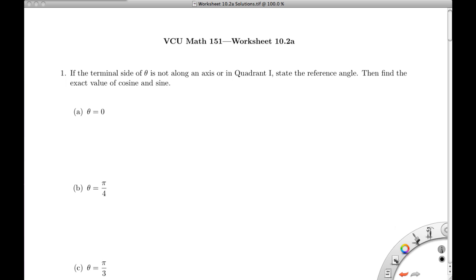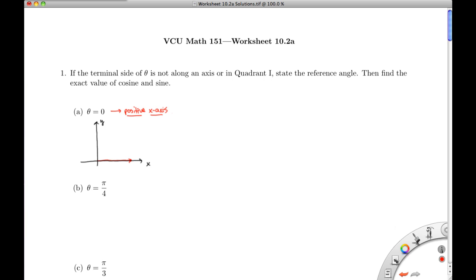So for part A, we are asked to consider theta equals 0. So let's, in this case, just visualize the angle here. We've got our x and our y-axis here. Theta equals 0 is just going to be an angle that has not rotated. So it's just sitting right there on the positive x-axis. So that's what we'll want to consider here, is that this particular angle lies on the positive x-axis.